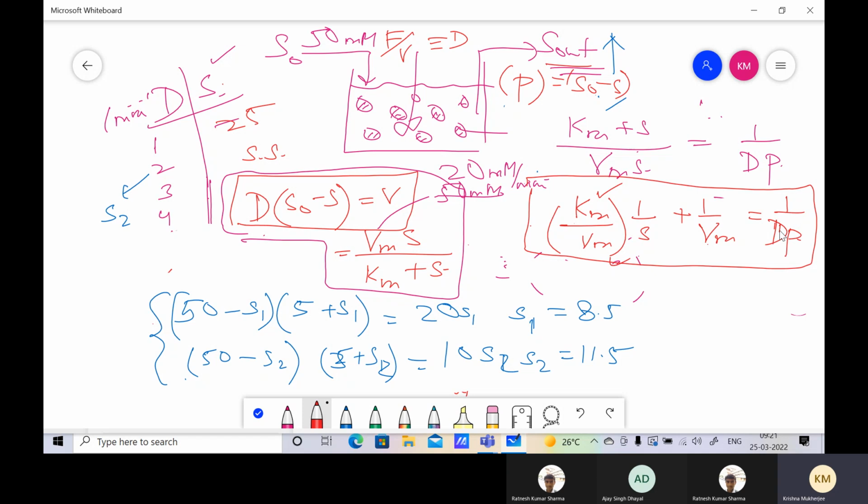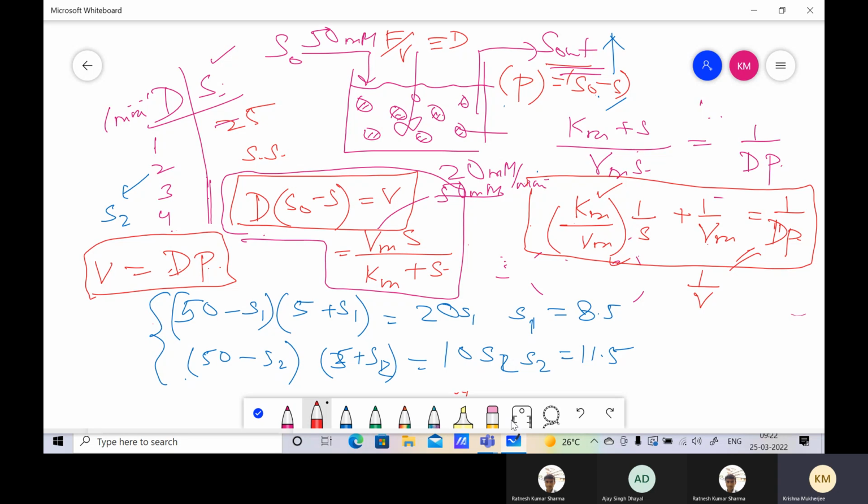Notice that instead of 1 by V, you have just 1 upon DP, which makes sense because V is nothing but D into P. Do you understand? V is nothing but D into P. Yes, sir. Obviously, dilution rate into product. What is velocity? Rate of product formation per unit time, P into D per unit volume. Isn't it? Yes, sir. So that's rather obvious.